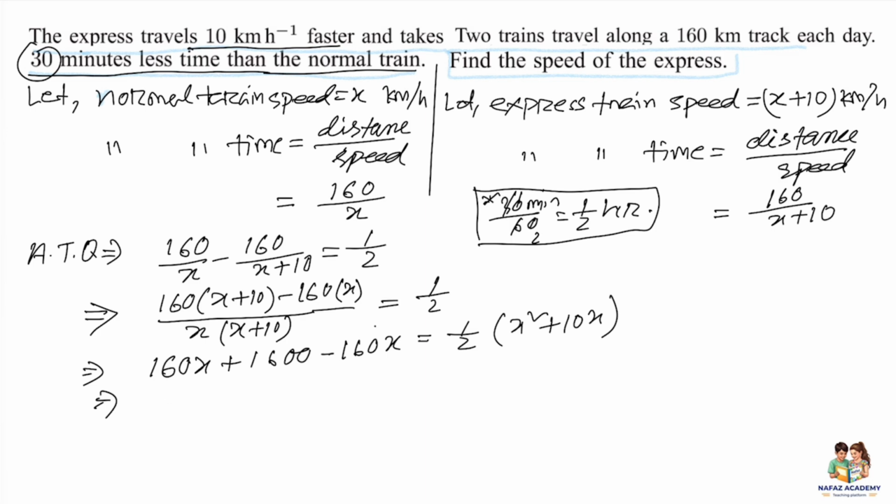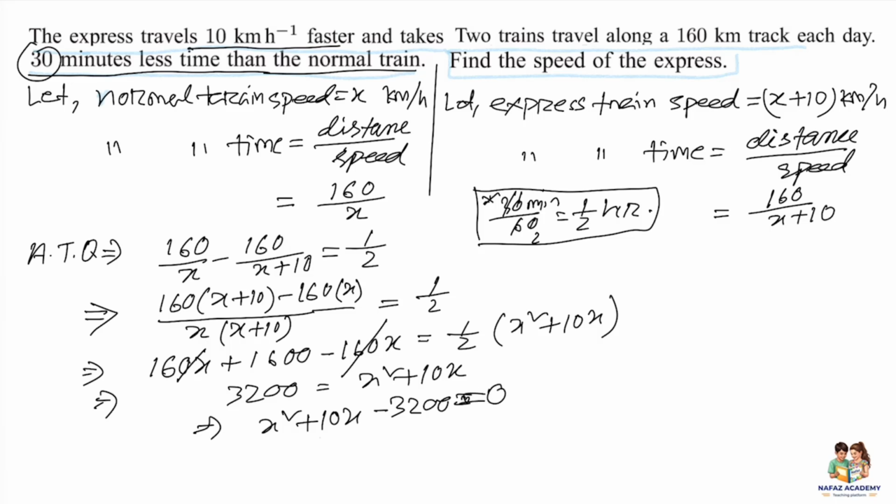160x should be cancelled. So 1600 times 2, since the right side is half, it is 2 by cross multiplication, it is 3200. Rearrange them to one side: x squared plus 10x minus 3200. Factorize this quadratic equation.